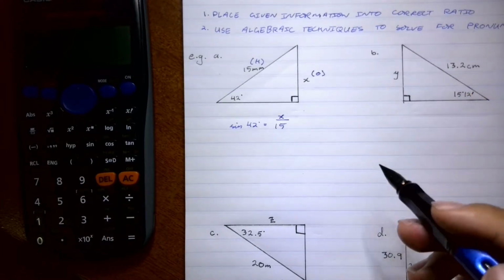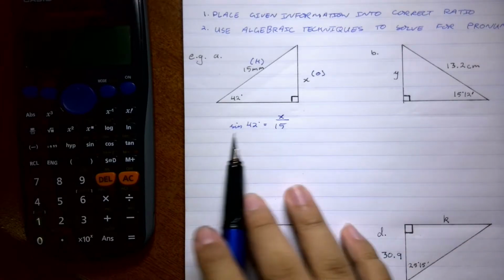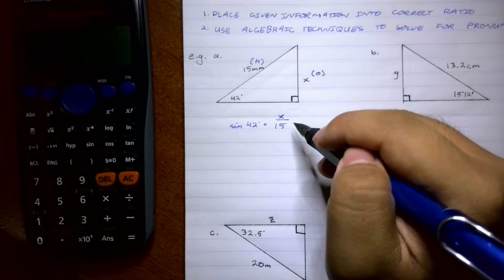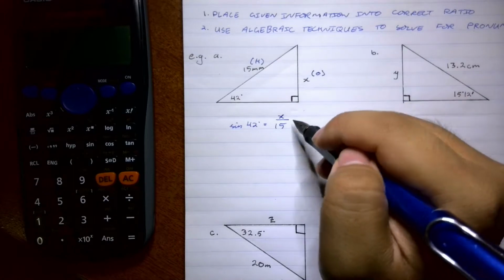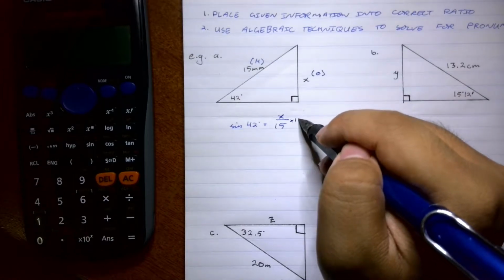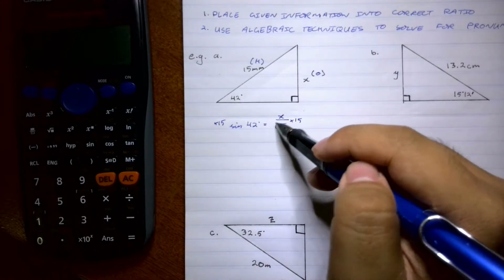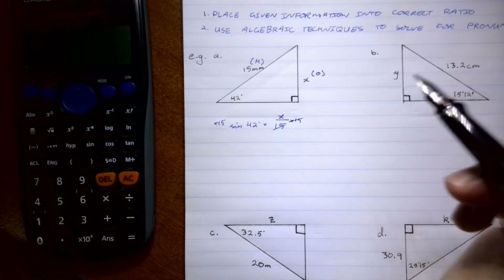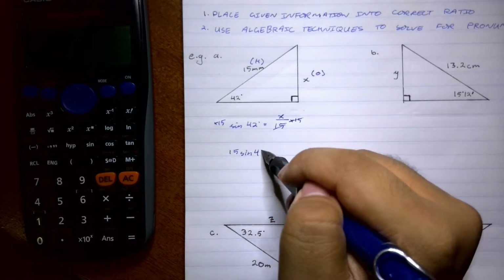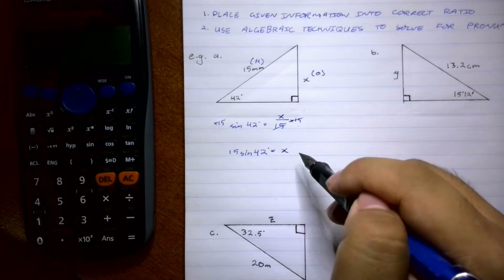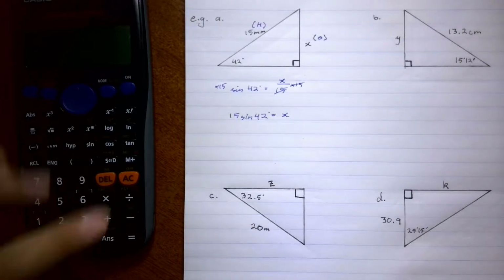At this point, if you don't quite yet remember how to use algebra to solve this, you can watch any of my other videos, or any other video really, on how to solve algebraic equations. But the general idea is we're going to multiply both sides by 15 because of this denominator, which cancels these out, which gives us 15 sine 42 degrees is equal to x. And this is what we'll be inputting into our calculator.